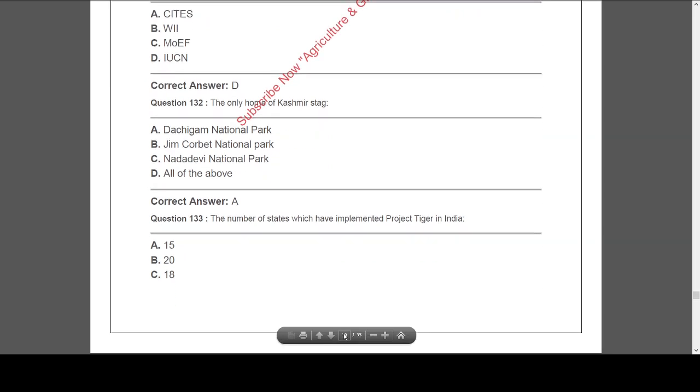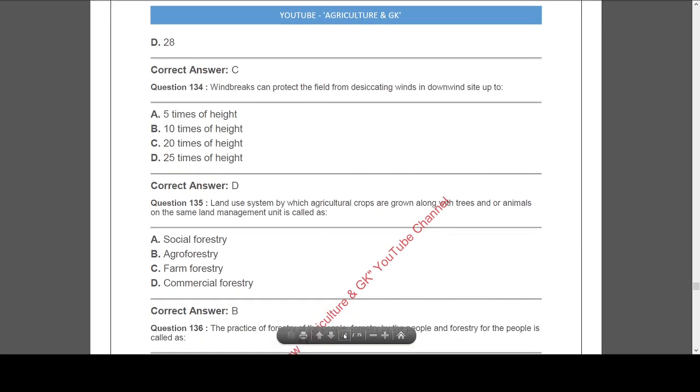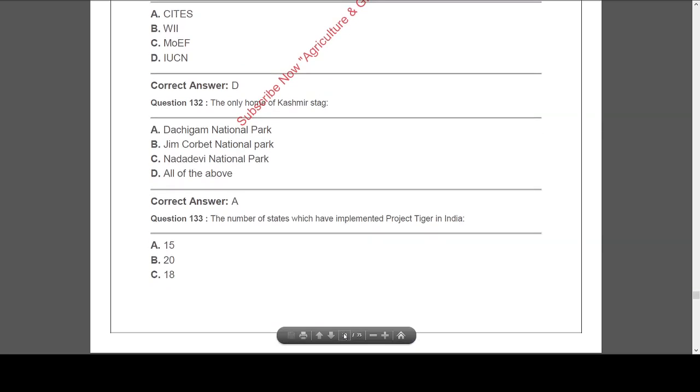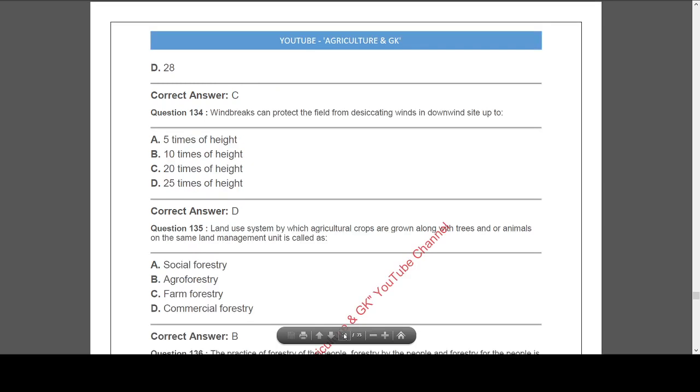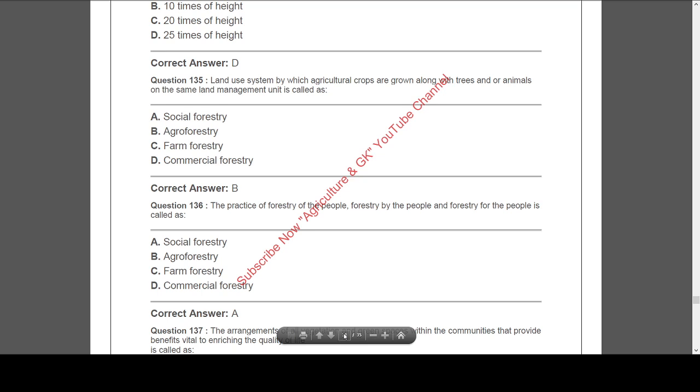The number of states which have implemented Project Tiger in India, it is option C, it is 18. Windbreaks can protect the field from desiccating winds on the downwind side up to option D, 25 times its height. Land use system by which agricultural crops are grown along with trees and animals on the same land management unit is called agroforestry.